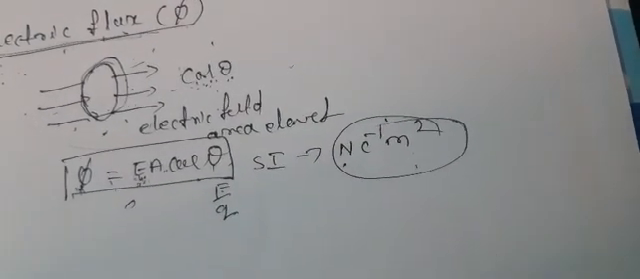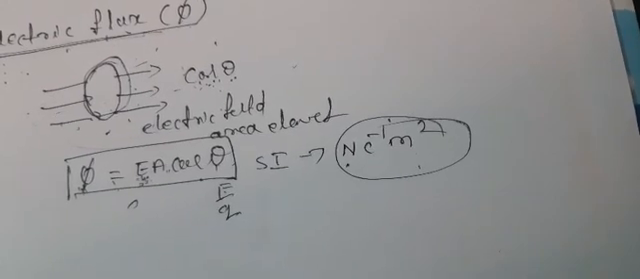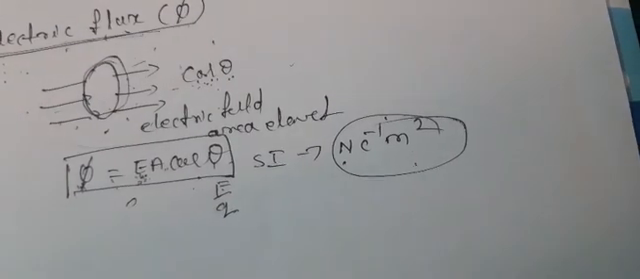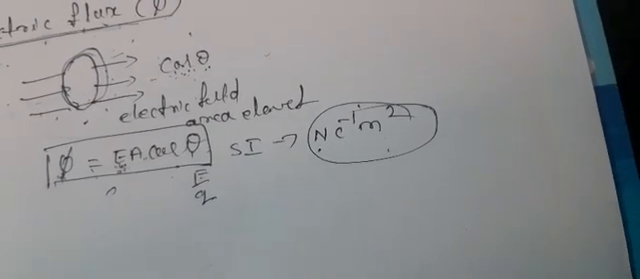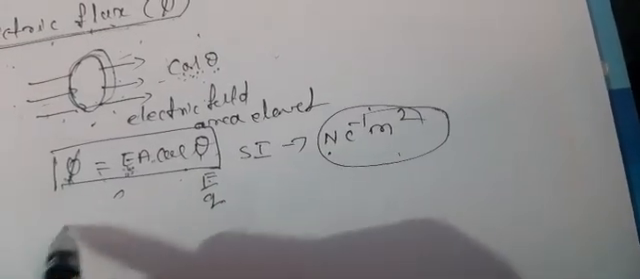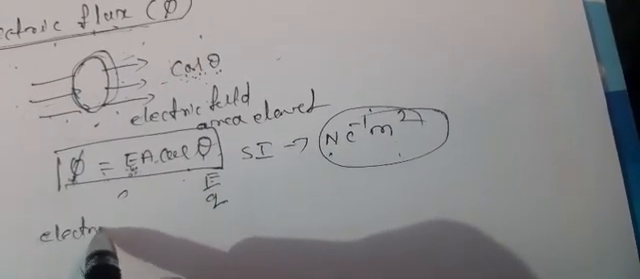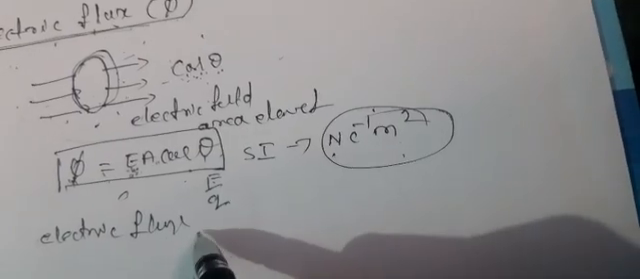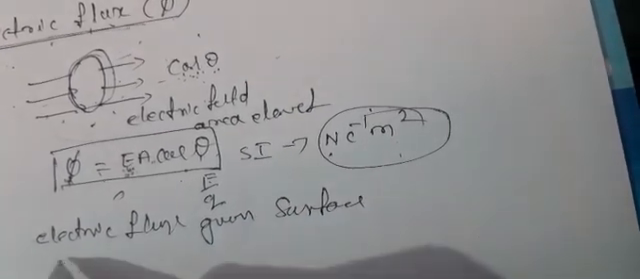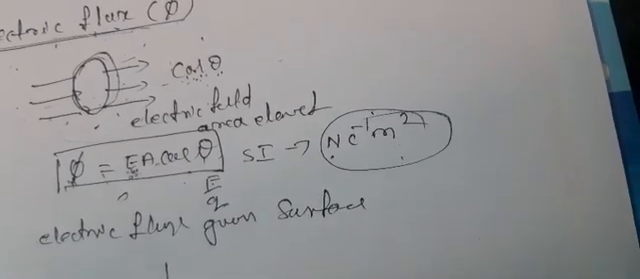Electric flux is defined as the product of electric field and area. Mention the expression for electric flux through a given surface. Draw a surface.